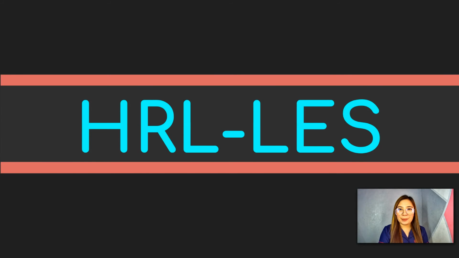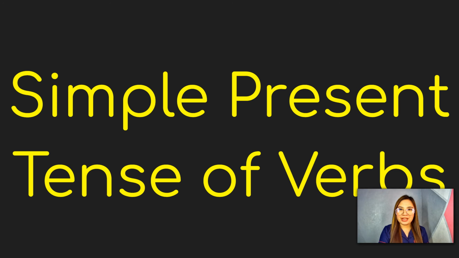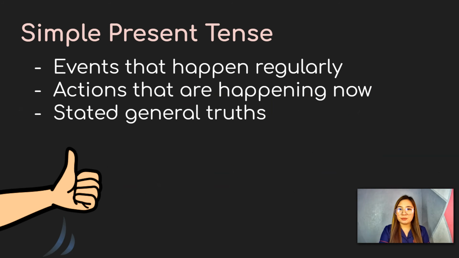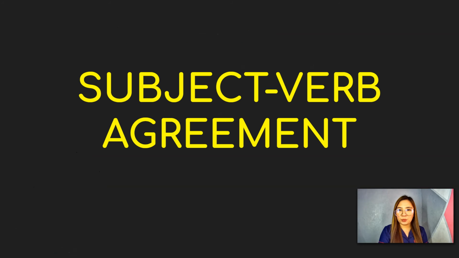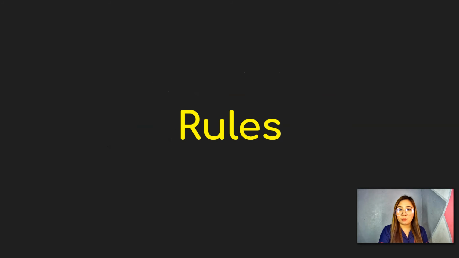For today, our topic is all about the simple present tense of verbs. The simple present tense of verbs is used for events that happen regularly, actions that are happening right now, and for stated general truths. Also for this one, we have what we call subject and verb agreement, and we have some rules. Now let's talk about those different rules that we have for the simple present tense of the verb.